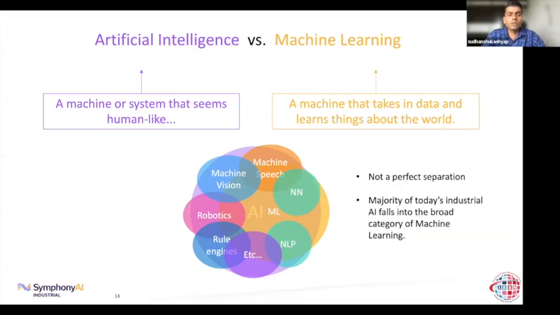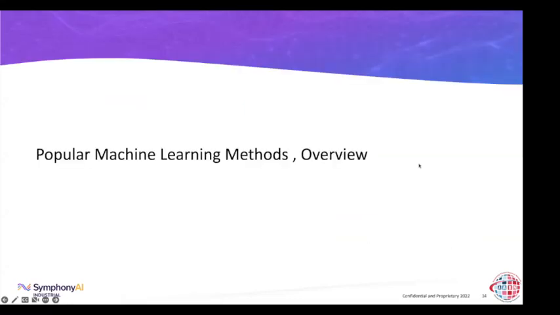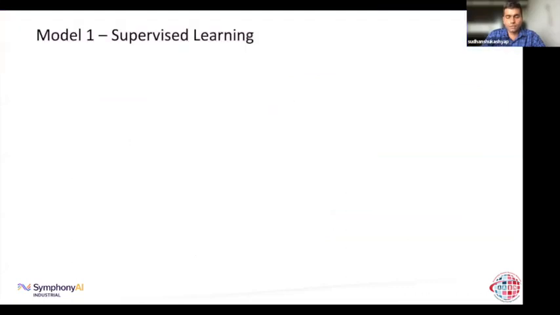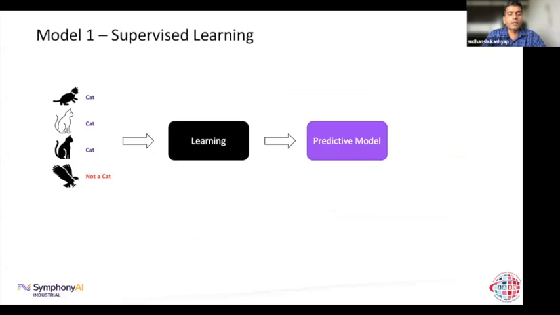So now let's get into the next stage of the presentation and look into some popular machine learning methods, and we'll keep it very high level because of the time constraint we have here. You might also have heard of supervised and unsupervised learning. Supervised learning is where we feed labeled data to the learning algorithms.